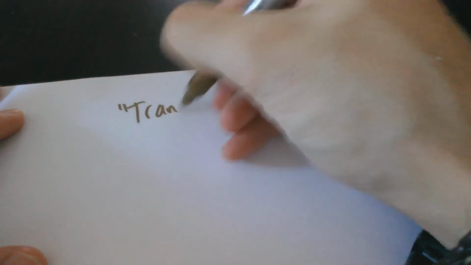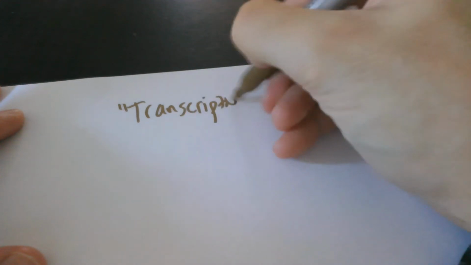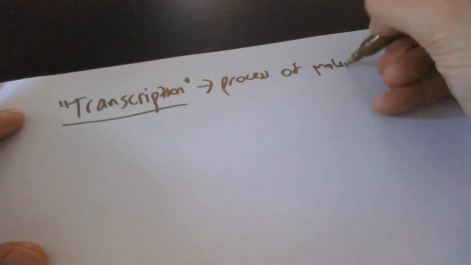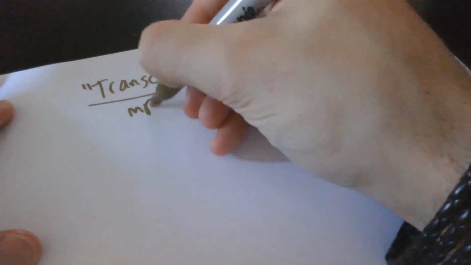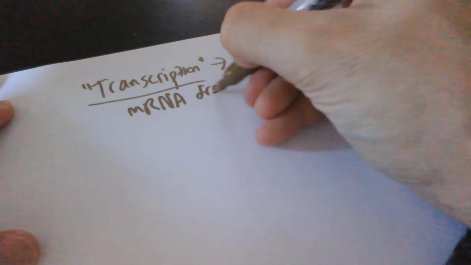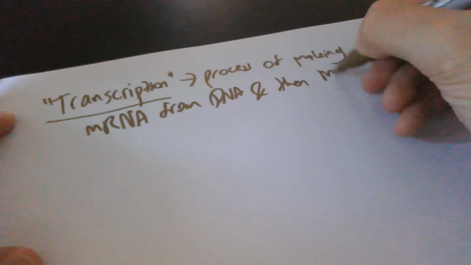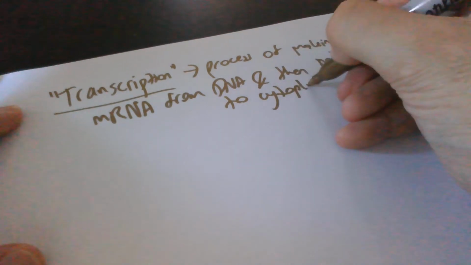So the process that I talked about now, there's a name for it. It's called transcription. Okay. Transcription. The definition: the process of making messenger RNA from DNA and then moving it to the cytoplasm, okay, which is exactly what I had previously.